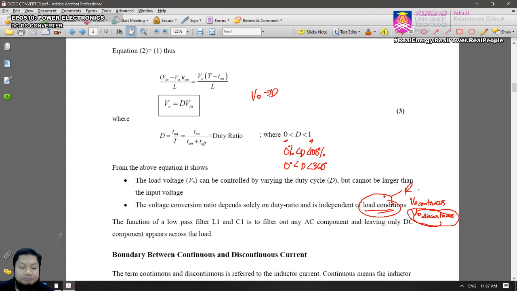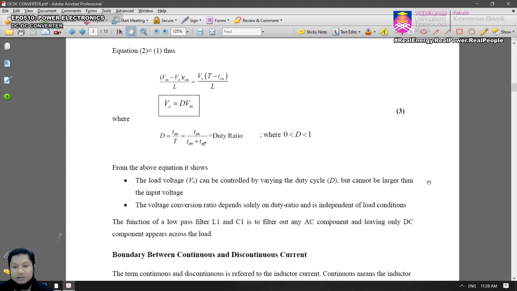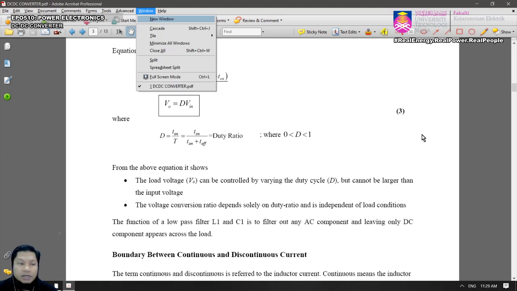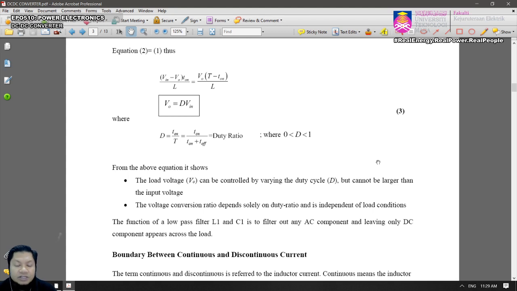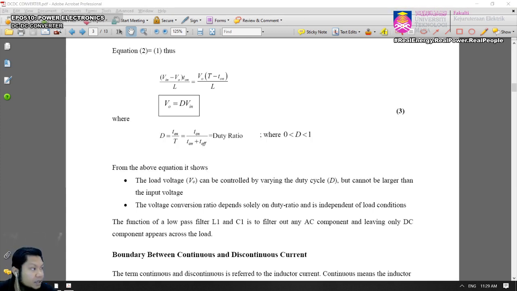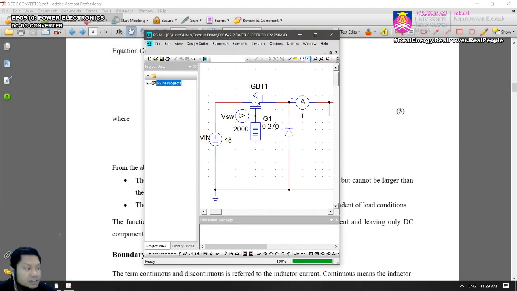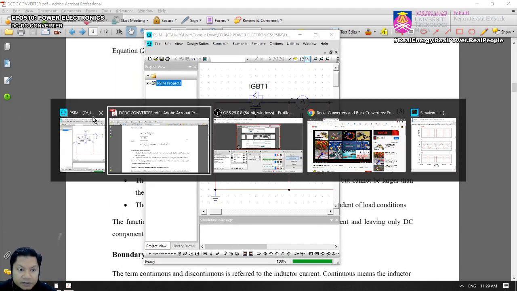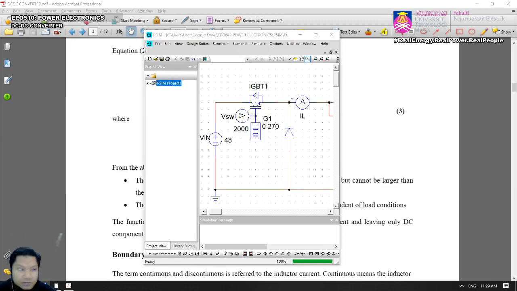Okay, so for EPO 510, we only focus on the V out for continuous. Right? Next. Okay, so we're going to look into the boundary between continuous and discontinuous current. Before I continue with that, I'm going to show you the simulation, to show you the difference between continuous and discontinuous.